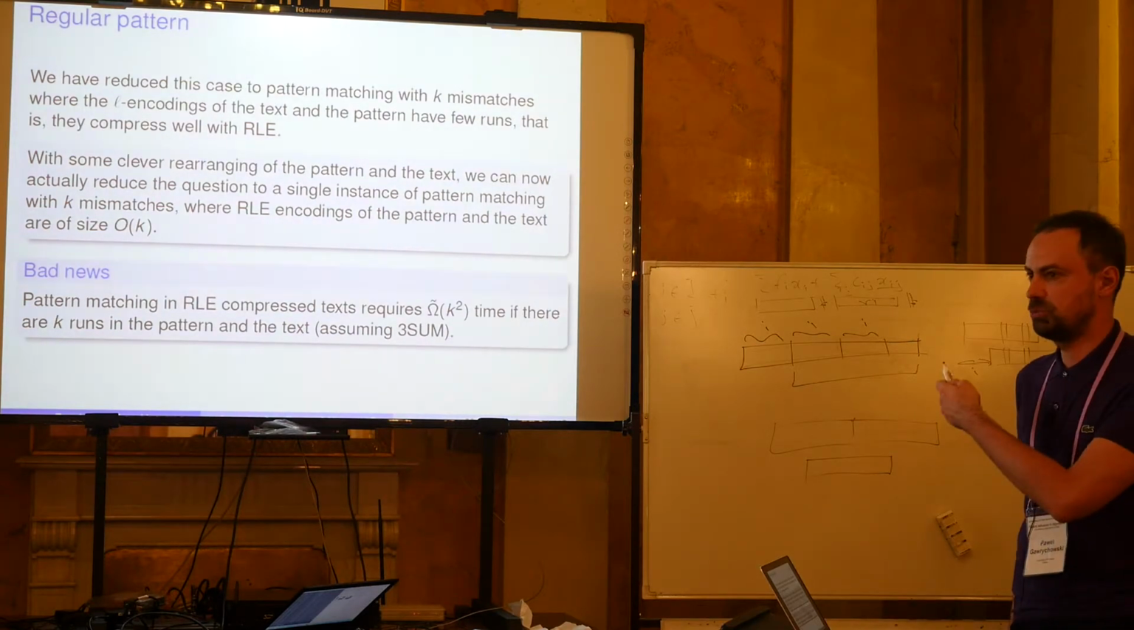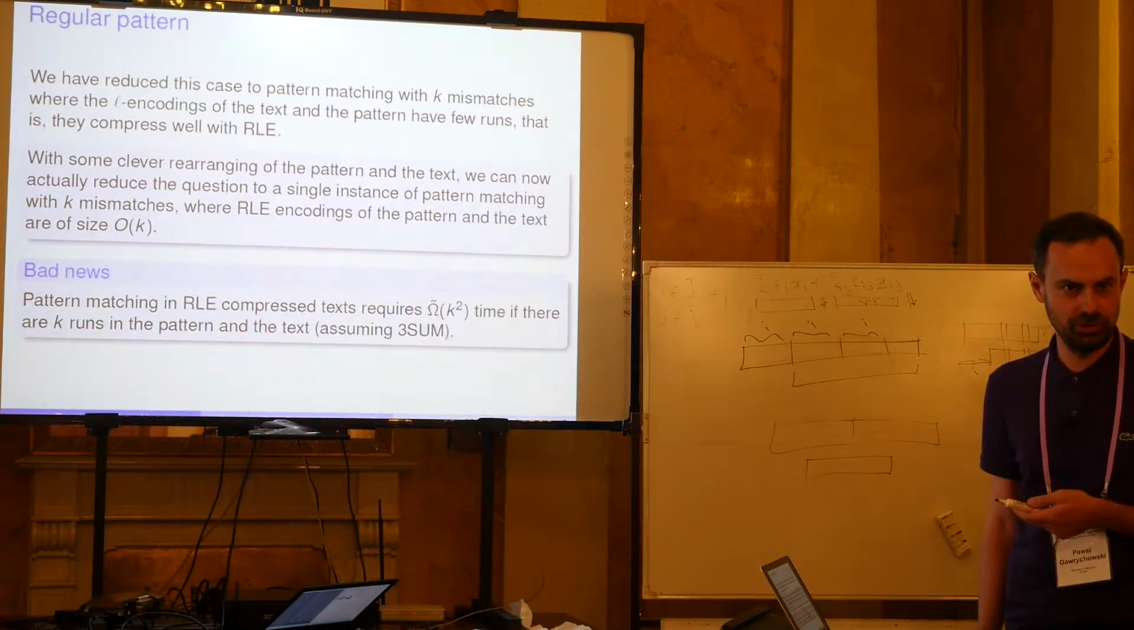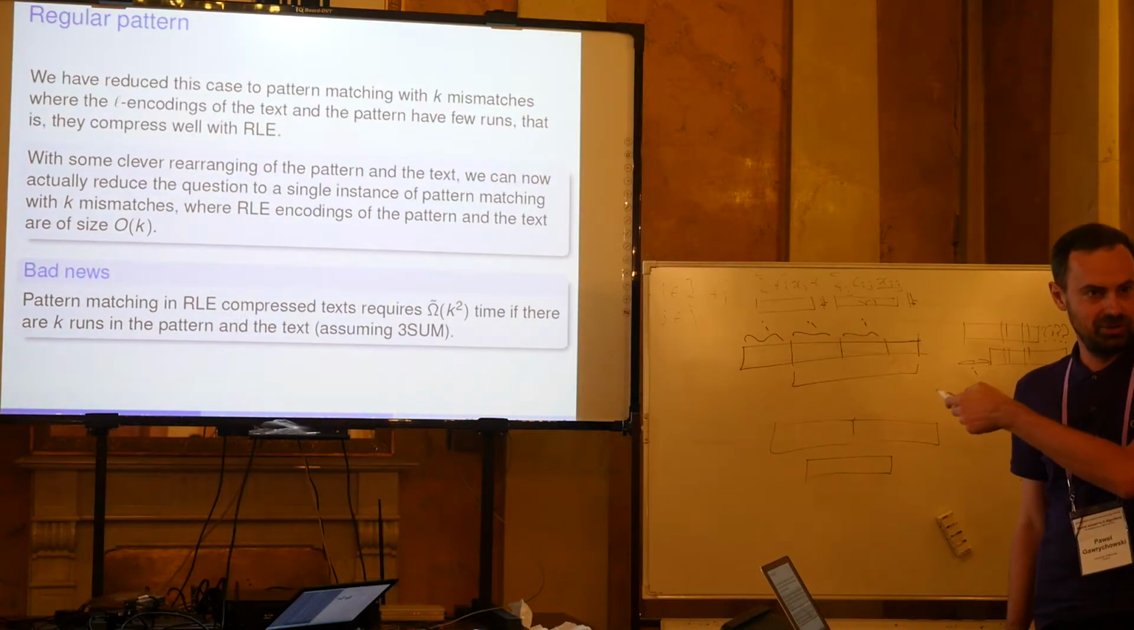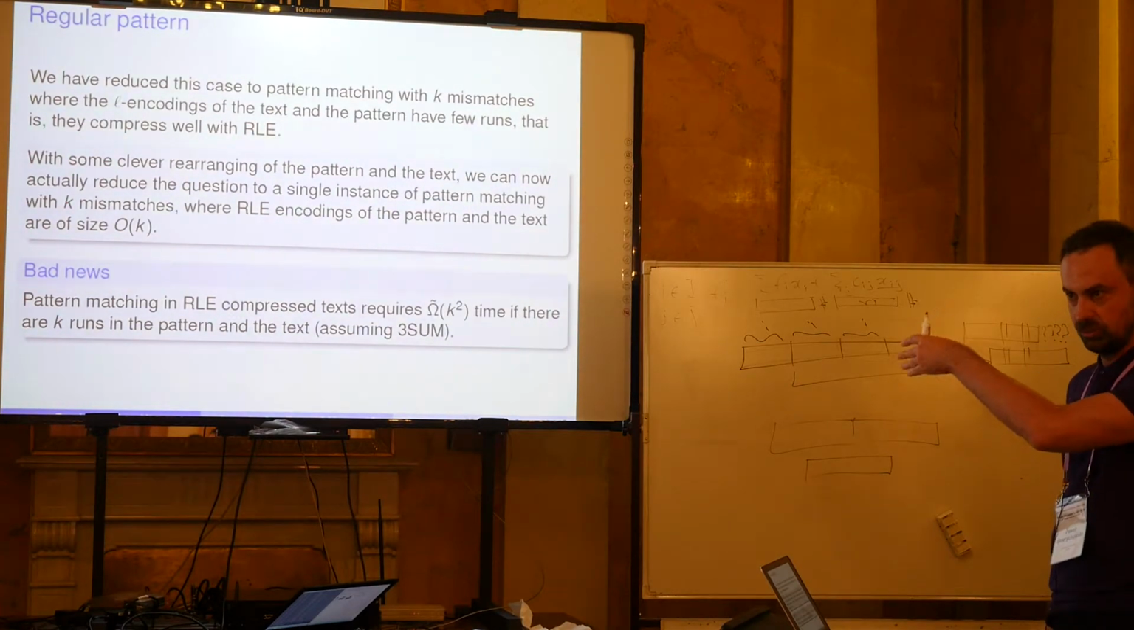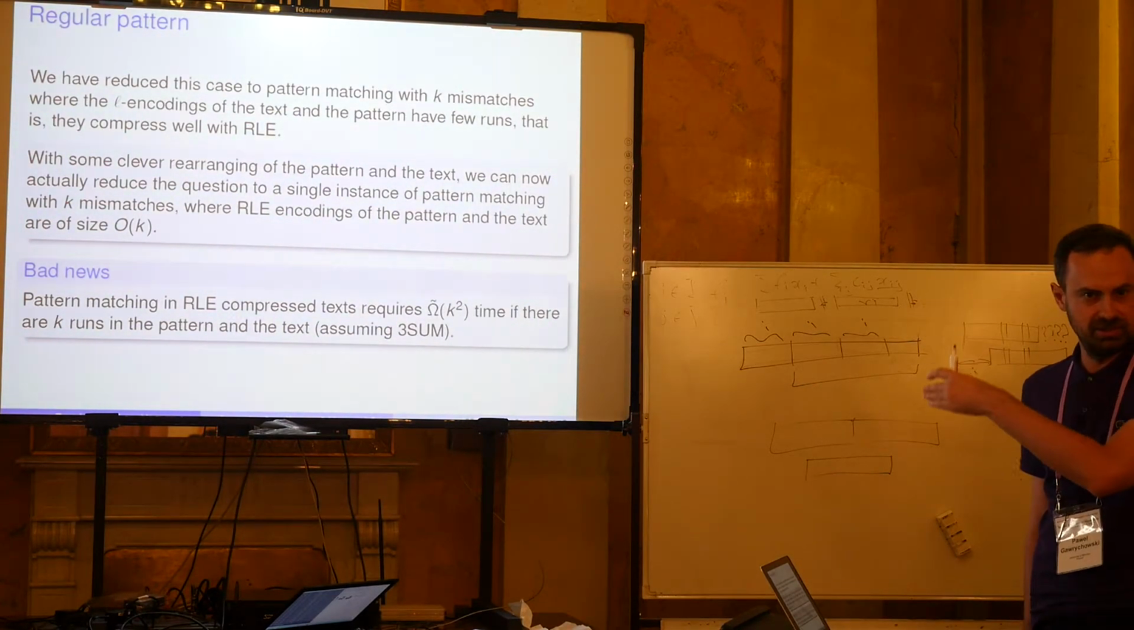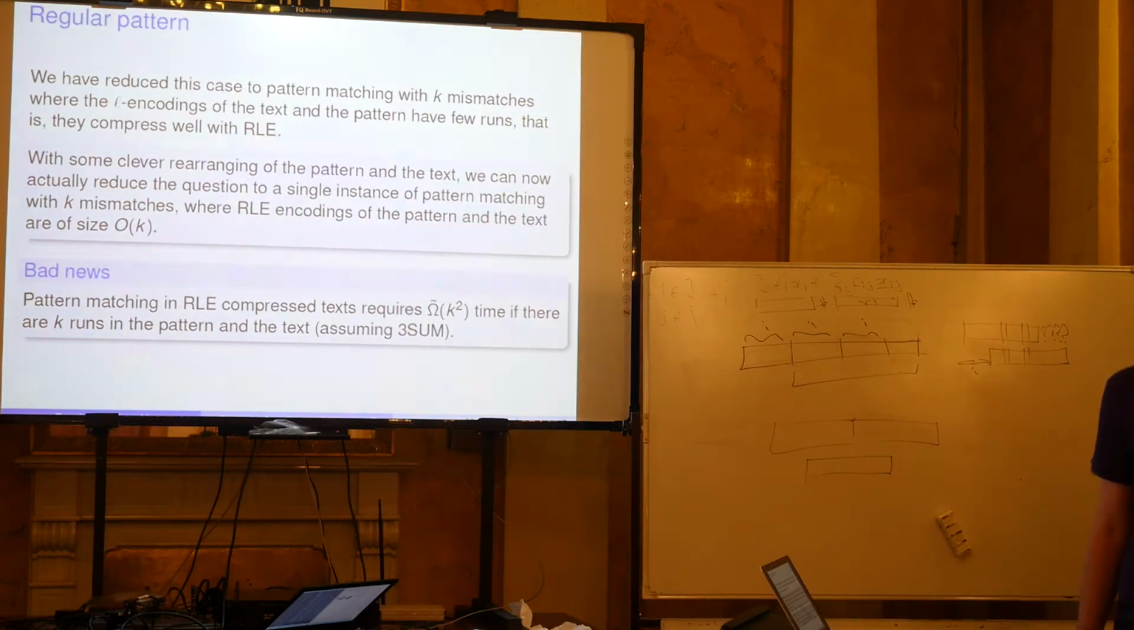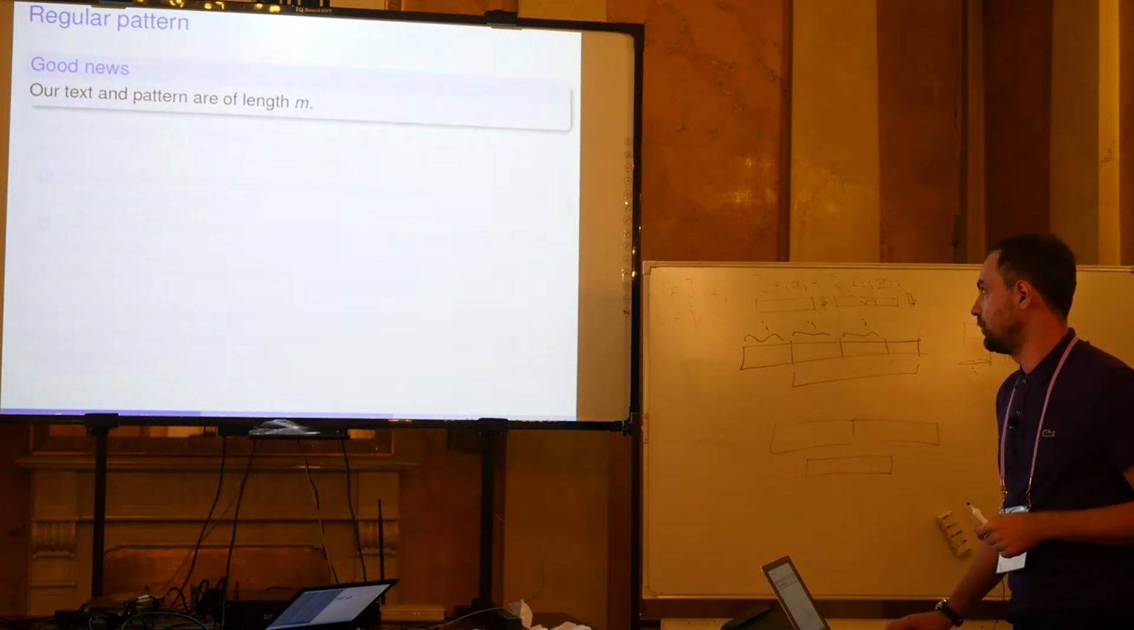It requires quadratic time, assuming the three-sum conjecture. So that doesn't give you that much. Now you can figure out what's the complexity that you would get from that. It's not what I promised yet, but it will give you something, okay? But there is also good news.